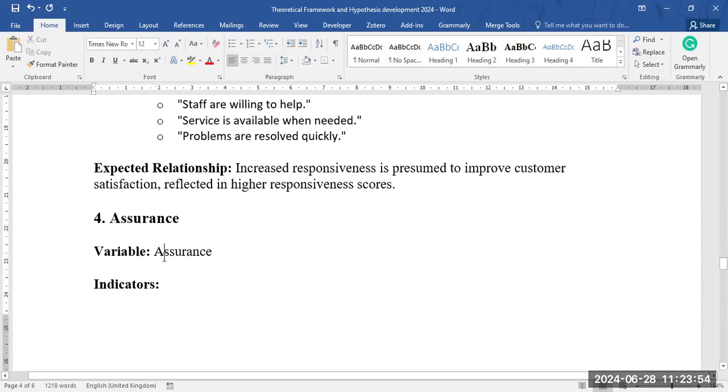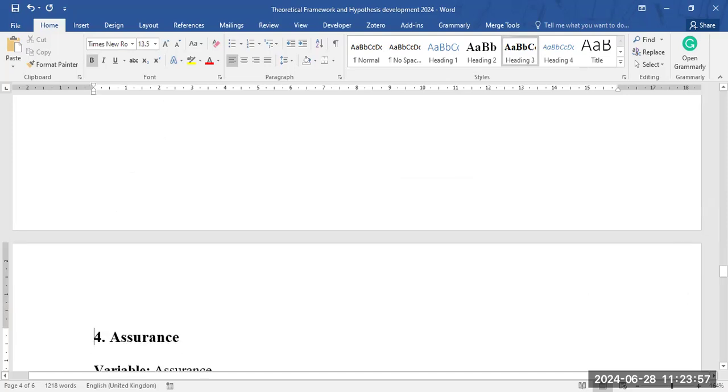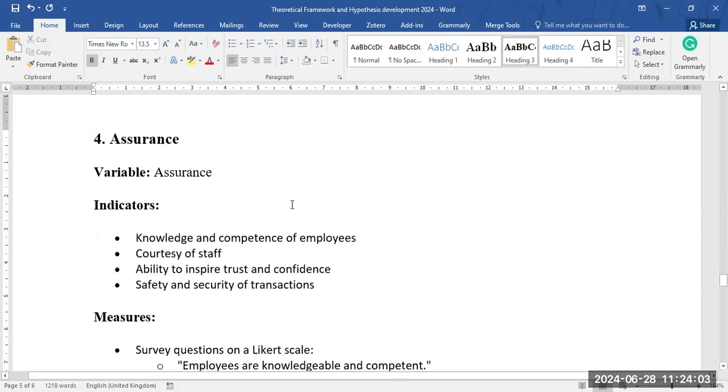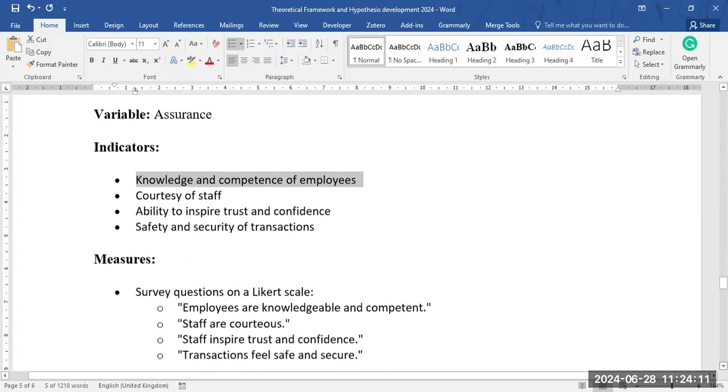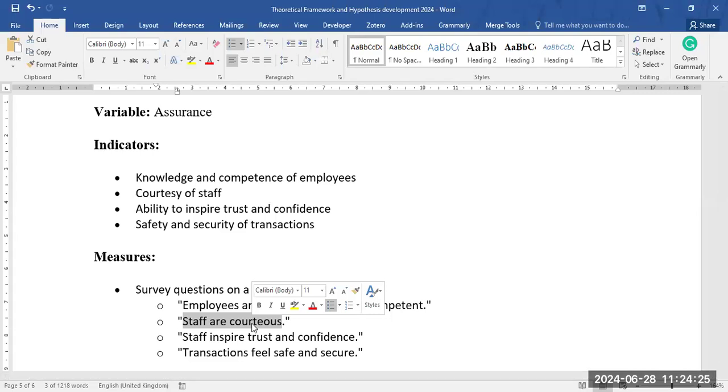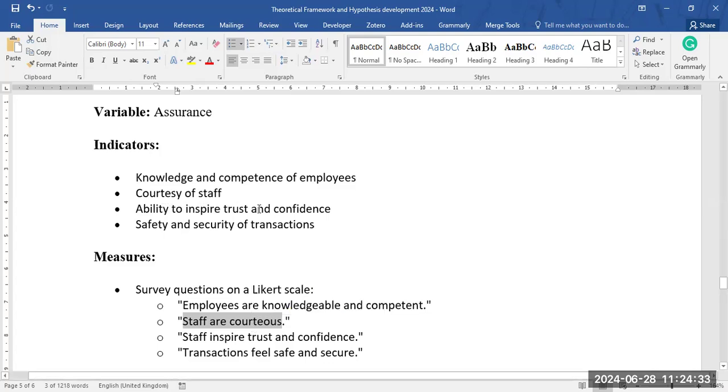And assurance. Now we can see assurance. Here, the variable indicator is the knowledge and competence of employees. Employees are knowledgeable and competent, then you can put five if you agree, otherwise other scores. Courtesy of staff: staff are courteous, so they are respecting the people. If they are respectful and kind, then you can agree. If you agree, you can put 5, otherwise other scores.